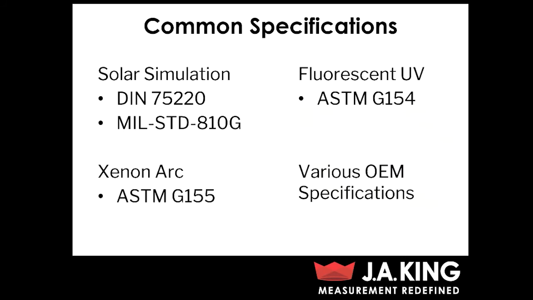And then for Xenon Arc and Fluorescent UV, we've got ASTM G154 and G155. As you might guess from the numbers, they're very similar test specifications. One is just geared more towards fluorescent UV equipment, and the other is geared more towards Xenon Arc. But for both of these specifications, there's multiple different cycles in there, so you're going to have to choose which cycle makes sense for your parts, and then you're also going to have to pick a duration.